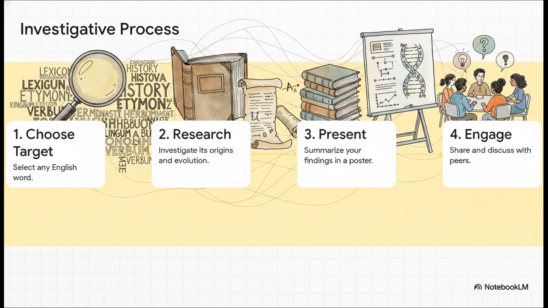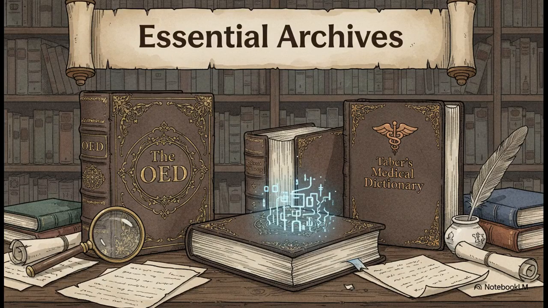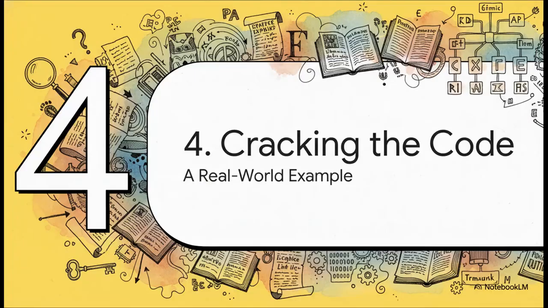It's all about collaboration. So what are these archives I'm talking about? Well, these are your go-to sources, your top informants. First up, you've got the big one, the Oxford English Dictionary, the OED. This is like the ultimate authority, the gold standard. For something a little quicker, the Online Etymology Dictionary is absolutely fantastic. And hey, if you're looking into medical terms, Taber's Medical Dictionary is your specialist. All right, mission accepted. Toolkit ready? I think it's time we put this all into practice, don't you? Let's take on a real-world case right now and see how we can crack a word's code.